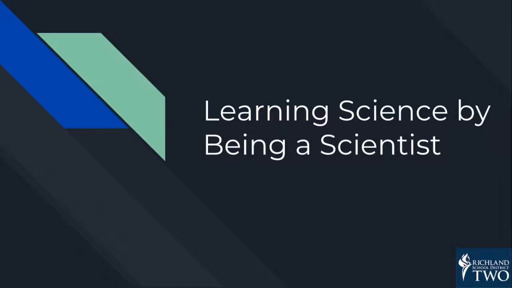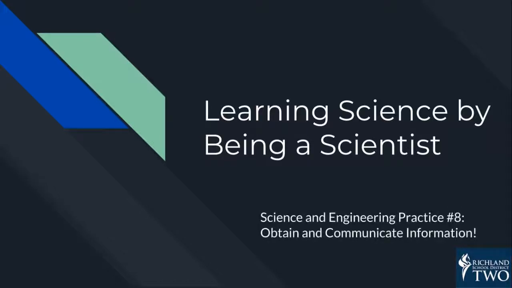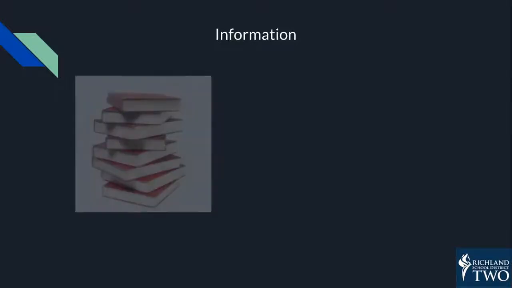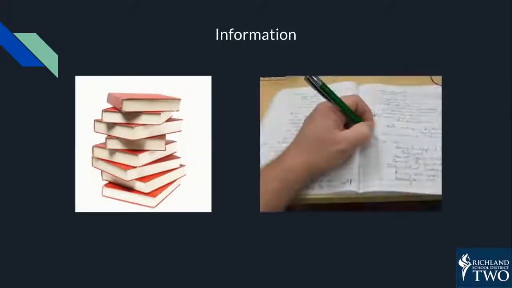In this video, we're going to explore how and why scientists obtain and communicate information. If you think about obtaining information, you might think, that doesn't sound very much like science. That sounds more like reading a bunch of books or taking a bunch of notes in class. What's so scientific about that?